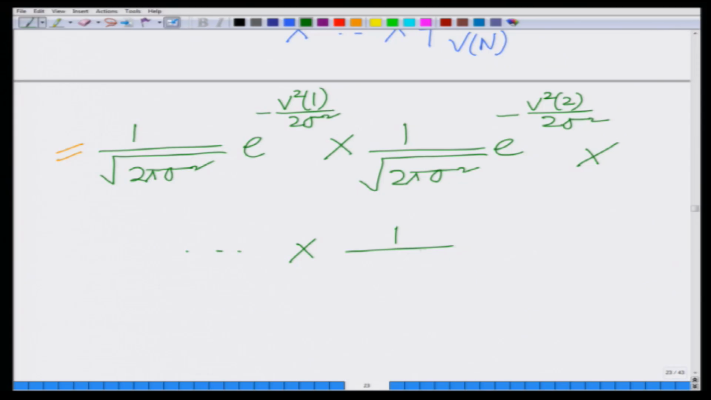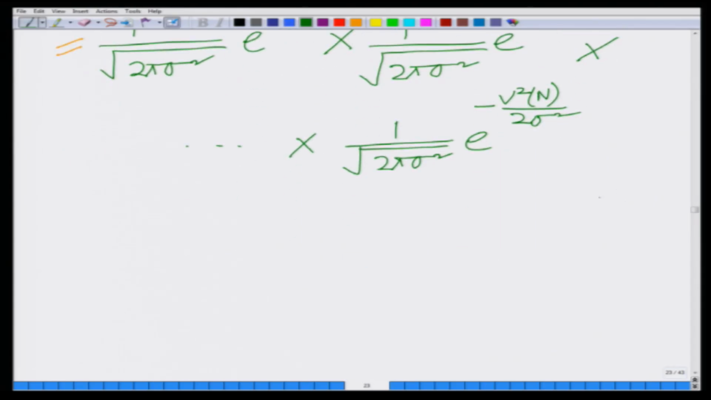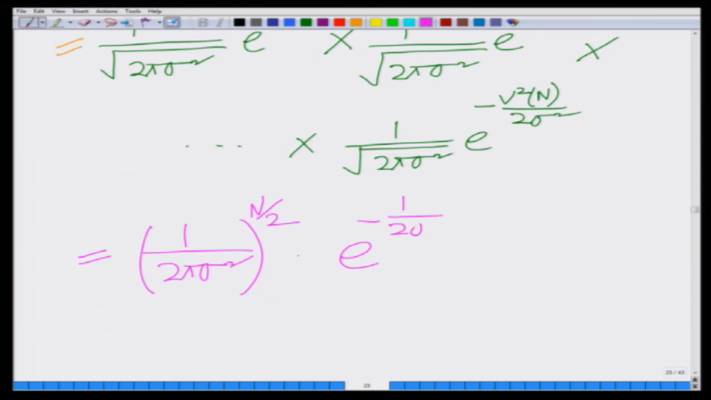until 1 over square root of 2 pi sigma square e raised to minus v square n by 2 sigma square, which is basically equal to 1 over 2 pi sigma square raised to the power of n by 2 e raised to minus 1 over 2 sigma square summation k equals 1 to n v square k. And what is this? This is basically your joint PDF.